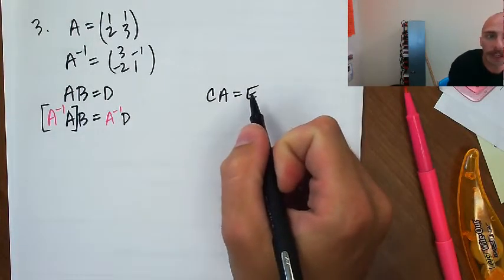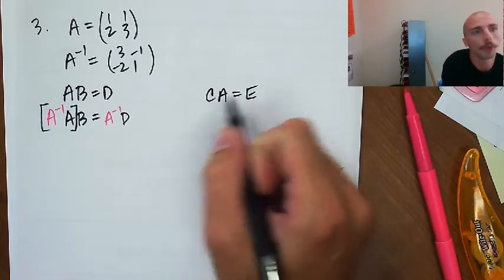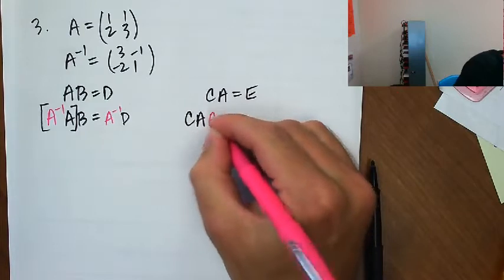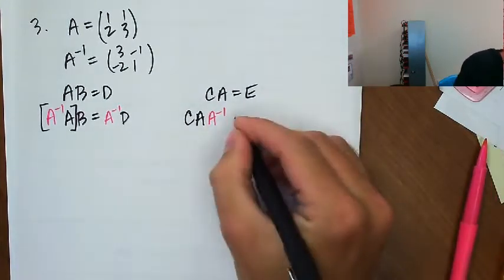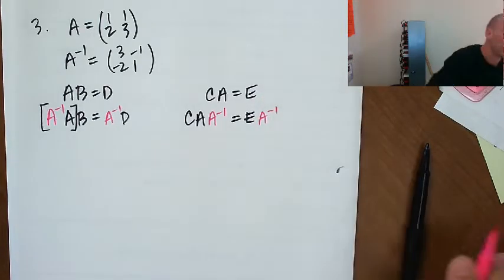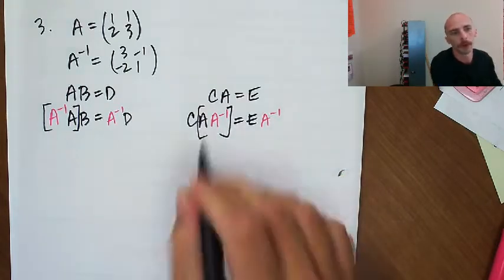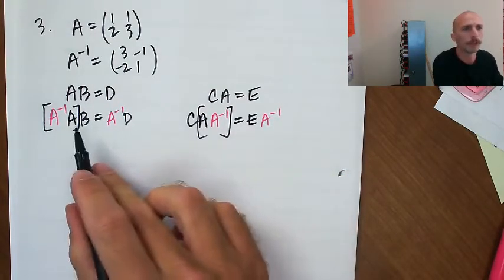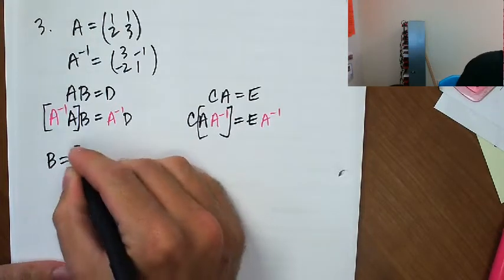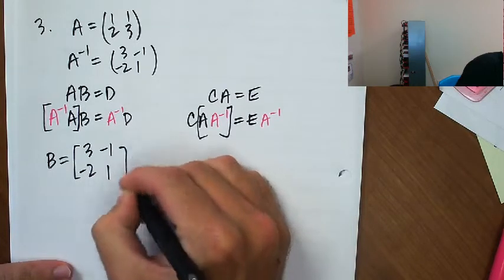And then just to show you, I'm going to do the exact same thing over here. And I'm going to say, all right, C times A equals E. I want to get rid of the A to solve for C. I'm going to need to multiply by A inverse on the right. So that'll be CA multiplied by A inverse is going to be equal to E multiplied by A inverse on the right. Okay. Then, eventually I will apply the associative property. I will say, oh, hey, that's the identity matrix. This is just B. This is just C.